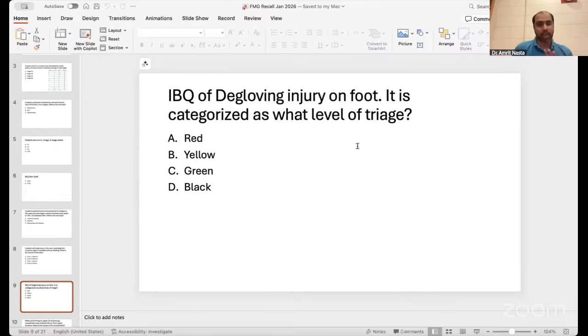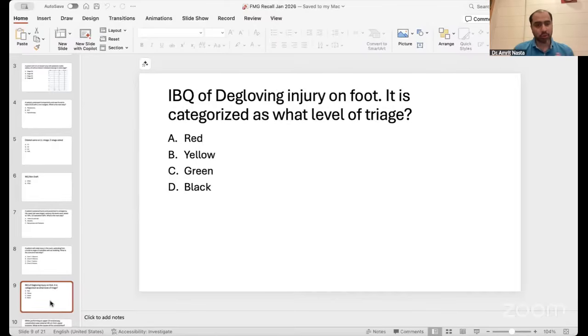See, degloving by itself is yellow. Okay, degloving by itself is yellow category. But if it is bleeding, obviously it becomes red. Goes without saying, you have to stop the bleeding. You can't put him in yellow and look at him after 1 hour. So if there is bleeding, answer is red. Goes without saying. Okay? Skin was off, muscle was hanging, bleeding.